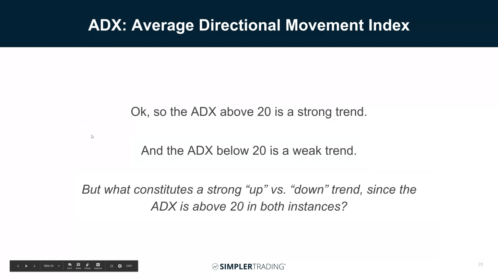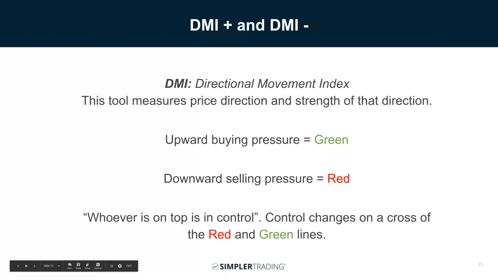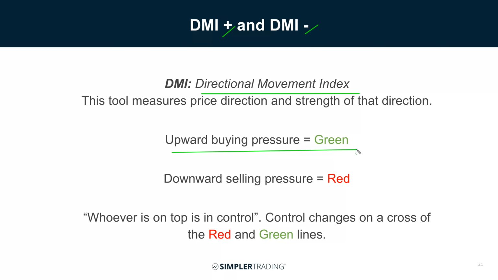So for the ADX, I just use the default. Not a lot of that stuff, just the default's fine. Okay, so where this comes in now is what's known as the DMI plus and the DMI minus. DMI just stands for directional movement index, and of course plus means upside movement, and minus would mean downside movement. Okay, so upward buying pressure equals green, downward selling pressure equals red.